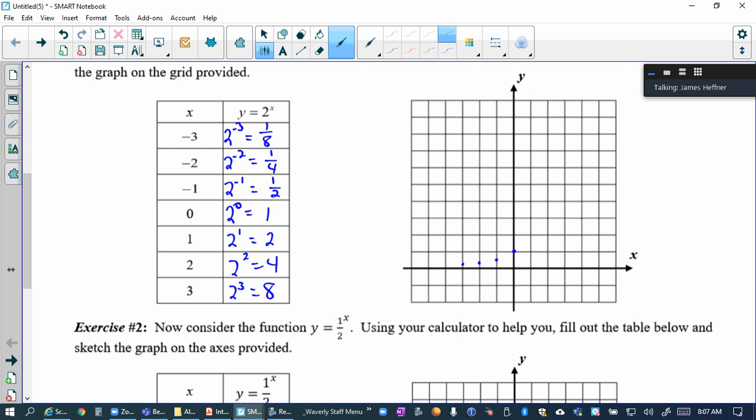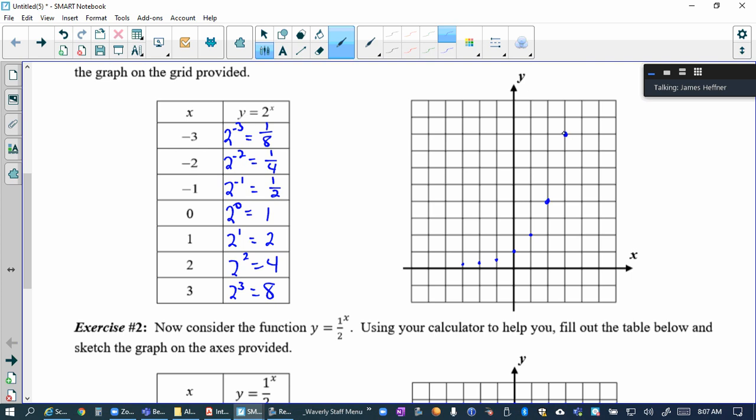Hey, that point I just put on there, what's another name for that point on the graph? Is that where it crosses the y-axis? What do we call that? The y-intercept. Yeah. Okay. So let's keep going there. We have an x of 1. Our output is 2. An x of 2, we're going up to 4. 1, 2, 3, 4. And an x of 3, we're going up to 8. 1, 2, 3, 4, 5, 6, 7, 8.